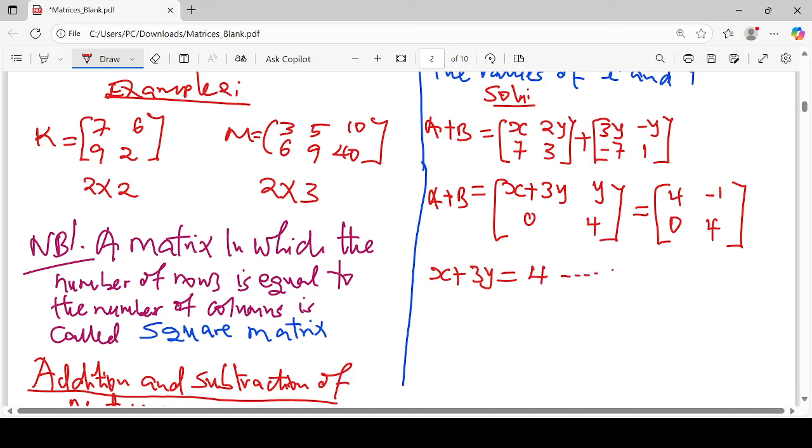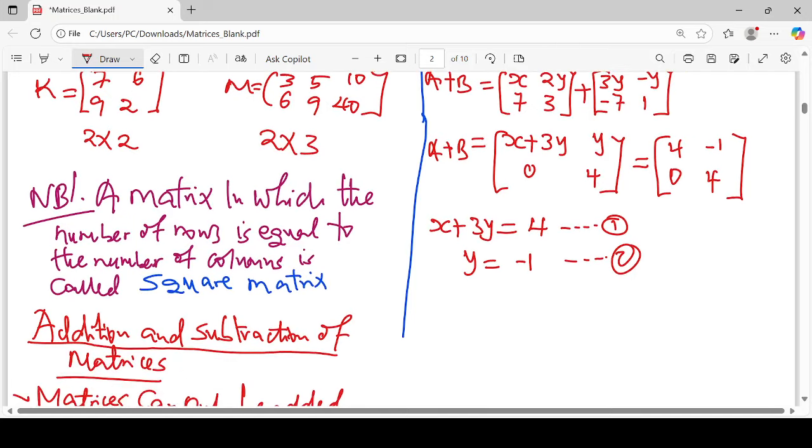And this is giving me equation 1. The next one, if I take the element in the first row but second column of A plus B, that is y, this should be equal to -1 in matrix C. This is going to give me equation 2. The lower ones, 0 is equal to 0 is correct, and 4 is equal to 4 is also correct. We can solve the two equations simultaneously, and I want to use the substitution method.